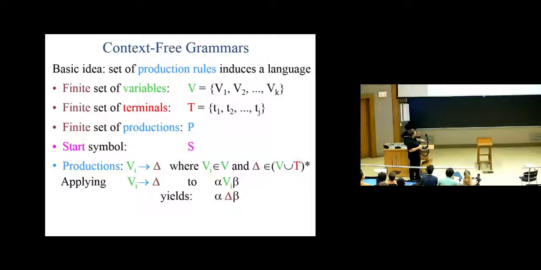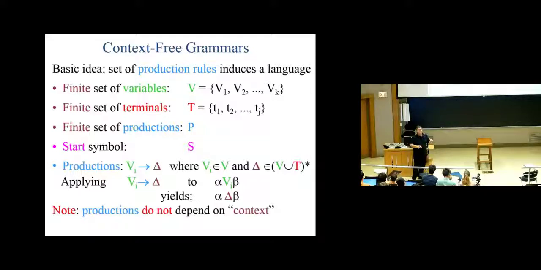And basically it says that if you have some VI here, you can substitute delta for it. This rule says substitute delta for VI. VI becomes delta. That's why the arrow is kind of pointing from the VI to the delta, because it transforms, changes, or substitutes the delta for the VI. And it's a local substitution rule. It doesn't depend on the context. It doesn't matter what's on the left or on the right of this variable VI. That's why it's called context-free grammar, because it doesn't depend on the context. It's free of the context.